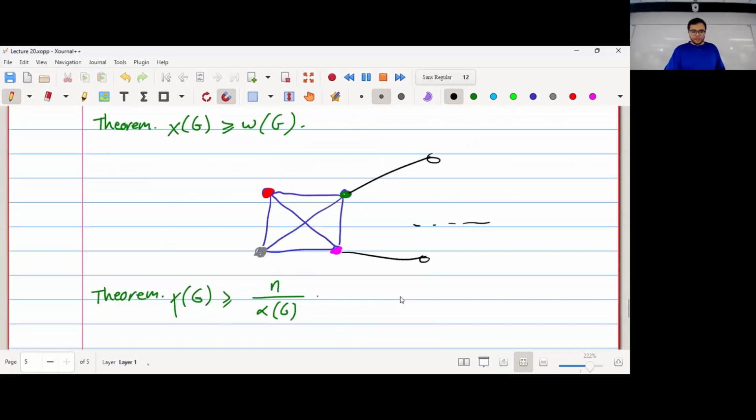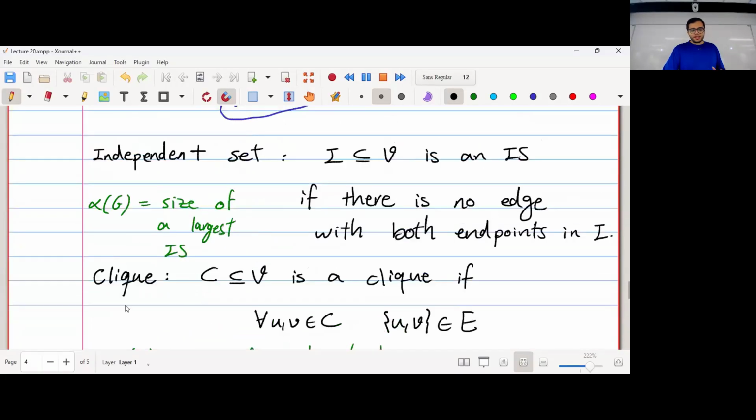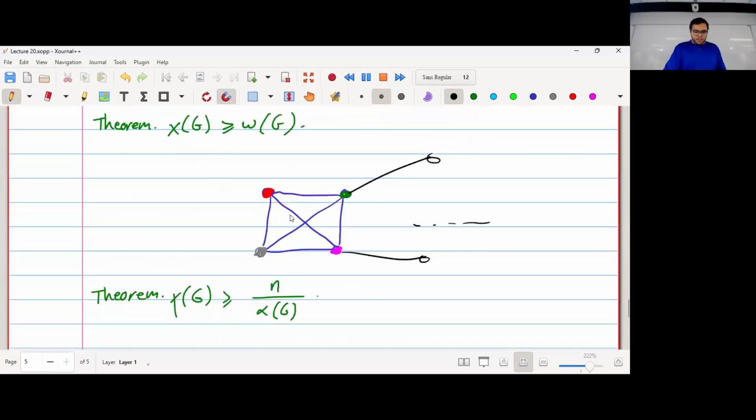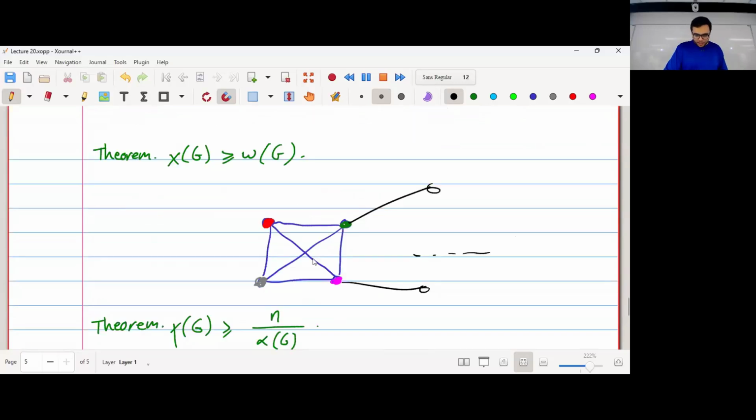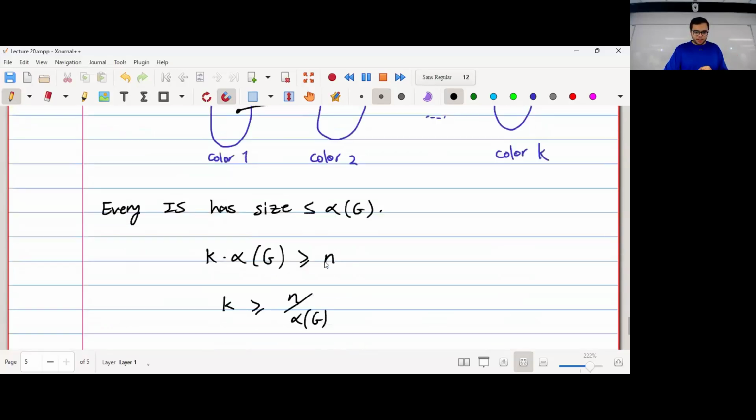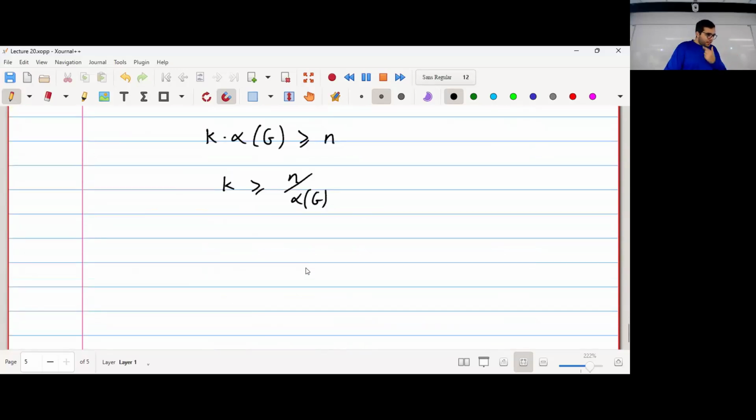Because again, if you think about it, a clique is just a complete graph, and an independent set is just an empty graph. So we've already seen that a clique of size k needs k colors. So a clique of size n, which would be the complete graph, needs n colors. Okay, but can I do better than this?